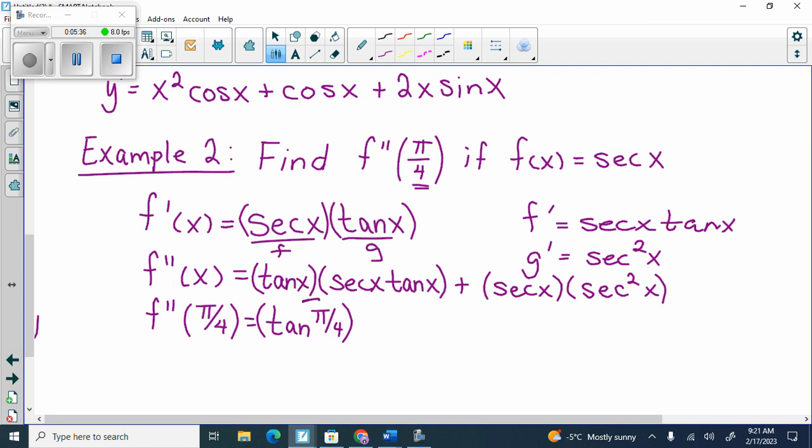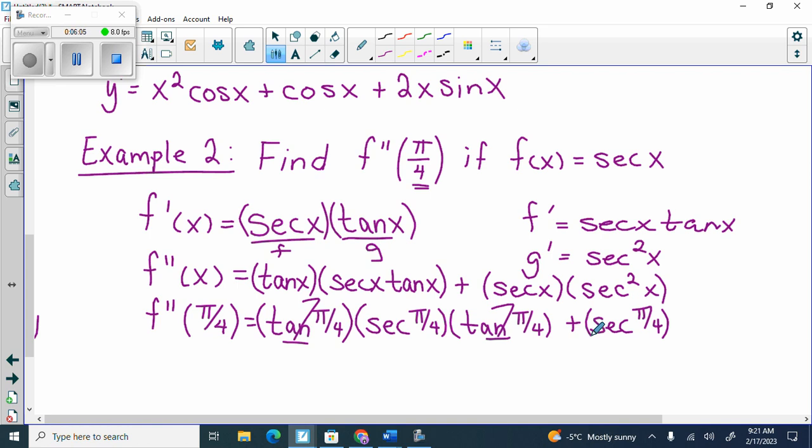Good answer. Then we have secant of pi over 4, which we'll deal with in a second. And then we have tan of pi over 4 again, which is just 1. And then we have secant pi over 4. And then what does secant squared x just mean? Just write it out twice. It means you have it twice.